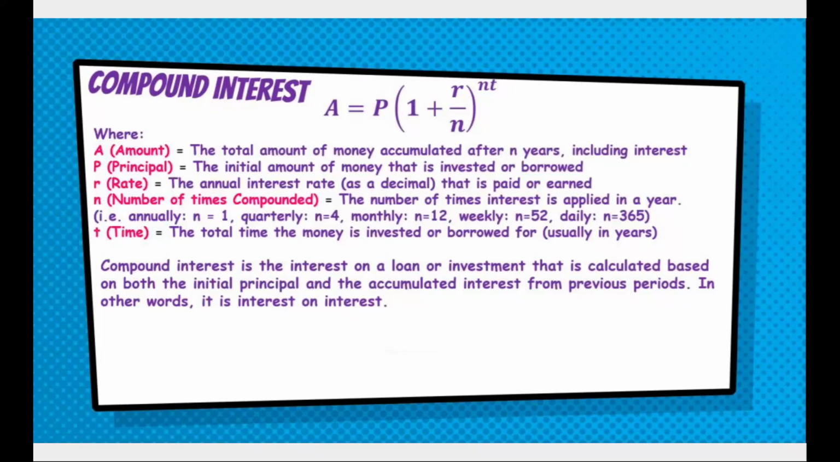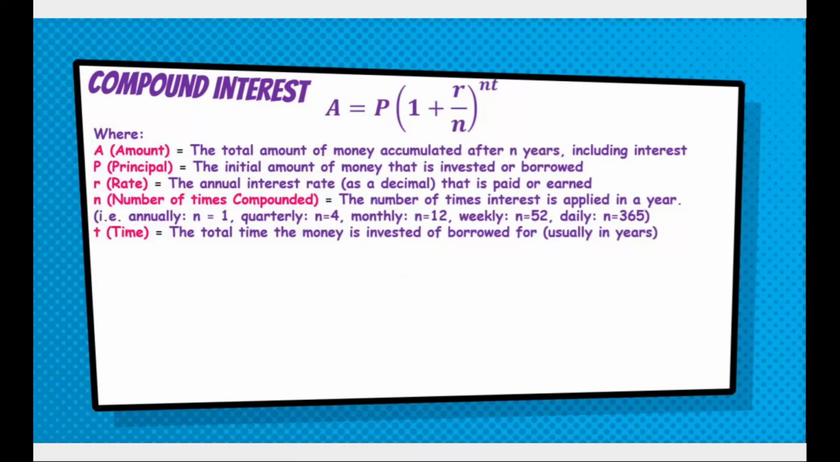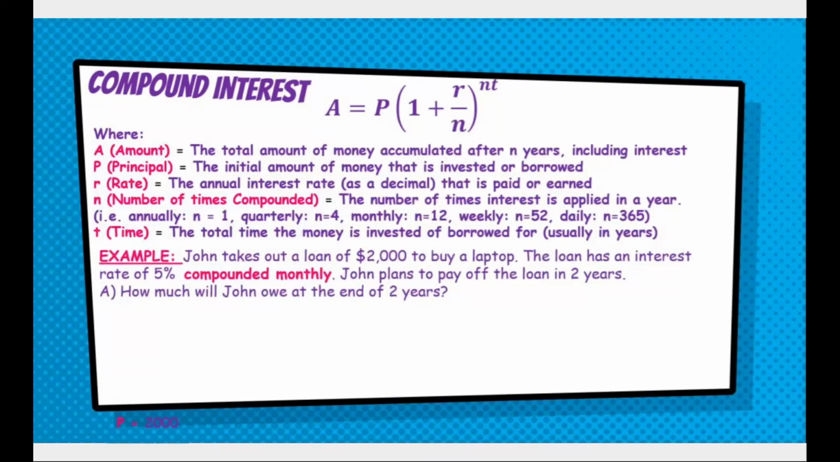So compound interest is the interest on a loan or investment that is calculated based on both the initial principal and the accumulated interest from previous periods. So it's kind of like interest on top of interest. This means that the amount of interest earned or owed increases over time as the interest compounds. So the more frequently it's compounded, the better the return if you invest, or the more you owe in interest if you're borrowing. The different variables, we just talked about those.